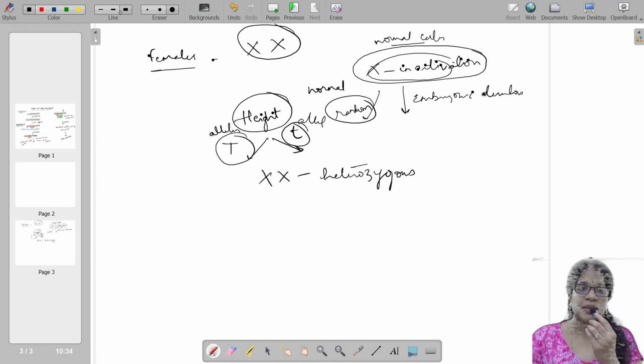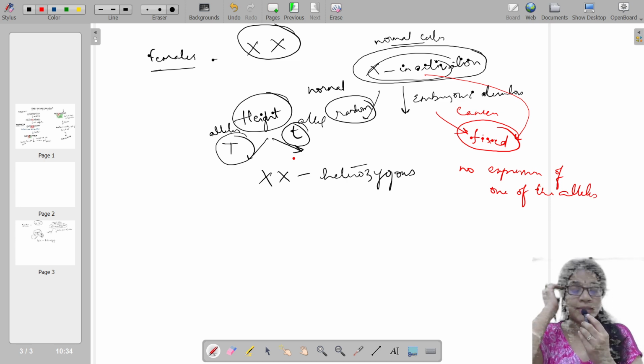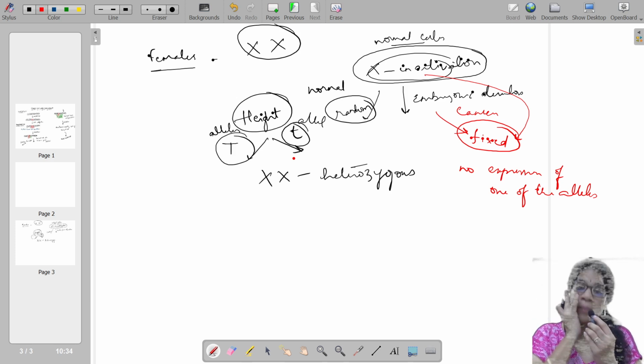But what happens to the X chromosome in cancer patients? Let's talk about cancer. X chromosome inactivation in cancer is fixed. What does fixed mean? There is no expression of one of the alleles. One of the alleles of a chromosome is completely masked and it is fixed. That is how X chromosome inactivation happens in the cancer cell. That is just to remember. I'm telling you that you may come across X chromosome inactivation, and I have discussed it further.